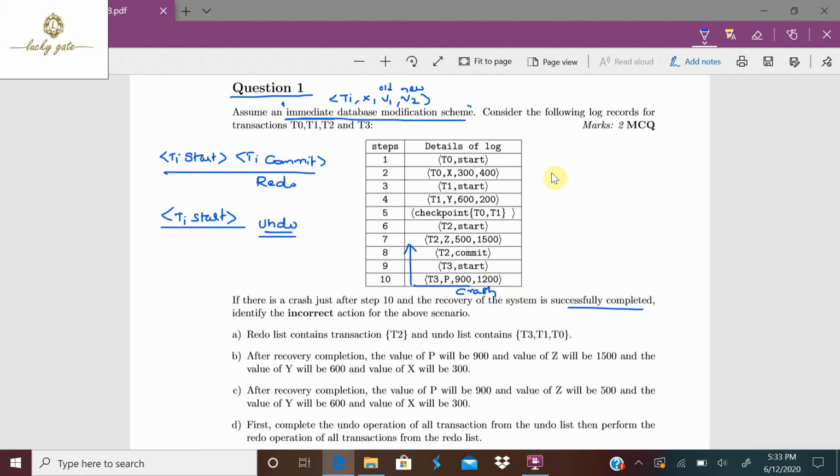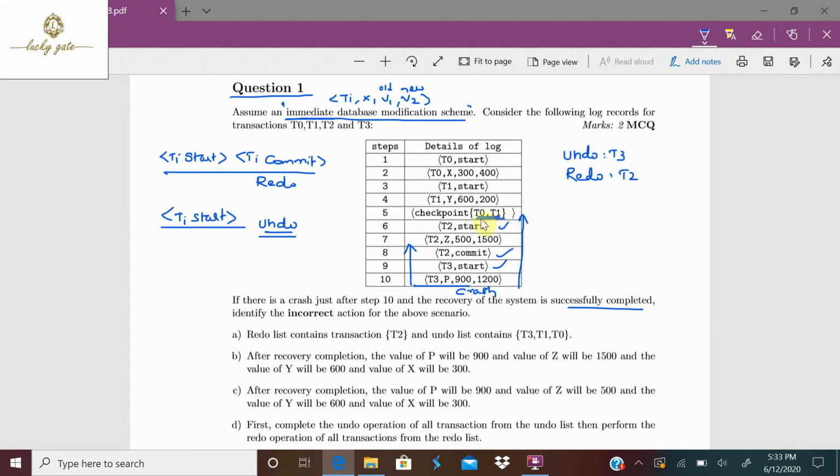Now see, while performing recovery and scanning the log backwards, T3 has a start but no commit. So T3 is to be added into the undo list. Now there is a T2 commit. Because T2 commit is there, the T2 transaction needs to be redone: redo of T2.